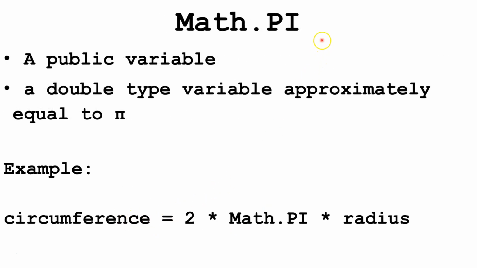Now let's look at this. This is not actually a method. This is a public variable, so we are actually accessing a variable inside the math class. This is a public variable, so we can access it without a getter method. Math.PI is a double variable that is approximately equal to the mathematical constant pi. For example, the variable circumference equals 2 times Math.PI times radius. You will notice that there are no open-close parentheses after Math.PI. That's because PI is a variable and not a method like the others.